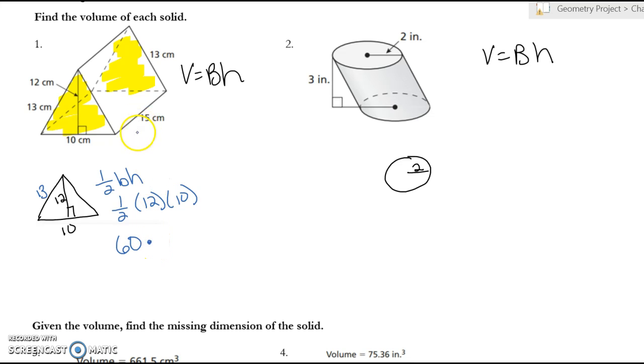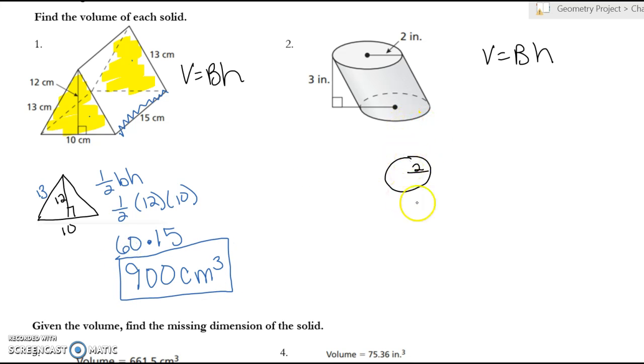And now I'm going to times that by my height. Remember, the height is the distance between the two bases. So here's my yellow base up front. Here's my yellow base in the back. My distance between those two is 15. So I'm going to do 60 times 15. And so that's 900. And I have the measurement here. So it's 900 centimeters cubed.